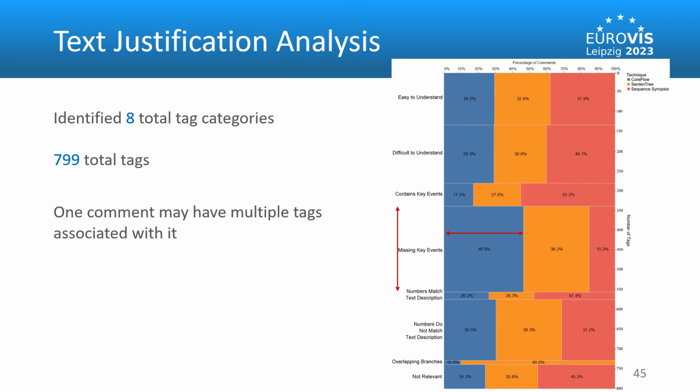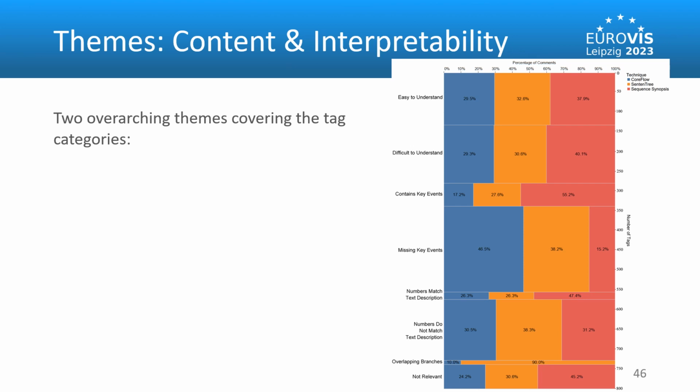We identified 8 total tag categories with 799 total tags. The Marimekko plot on the right displays the tag categories, with category height showing the percentage of total tags associated with that category, and technique width showing the share of techniques within that category. As shown in the example, one comment may have multiple tags associated with it. Most comments touched upon 2 overarching themes covering the tag categories.